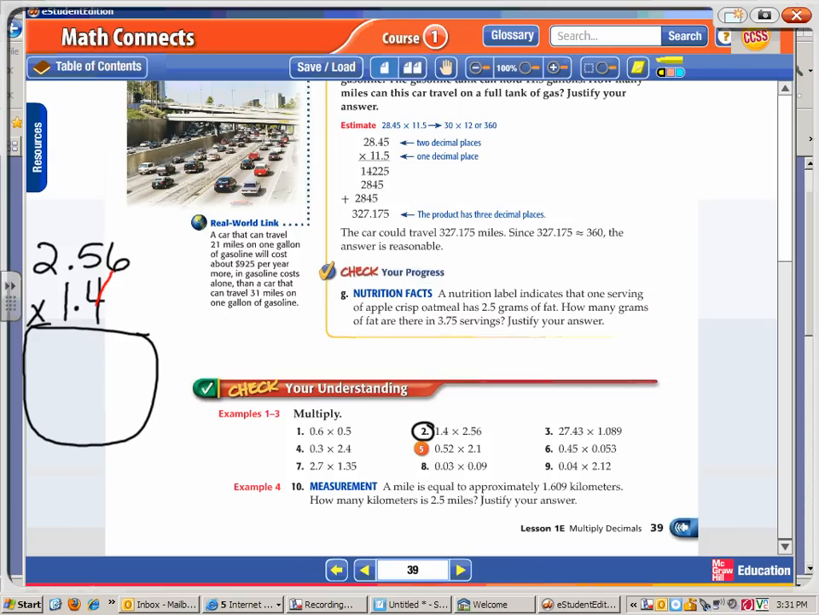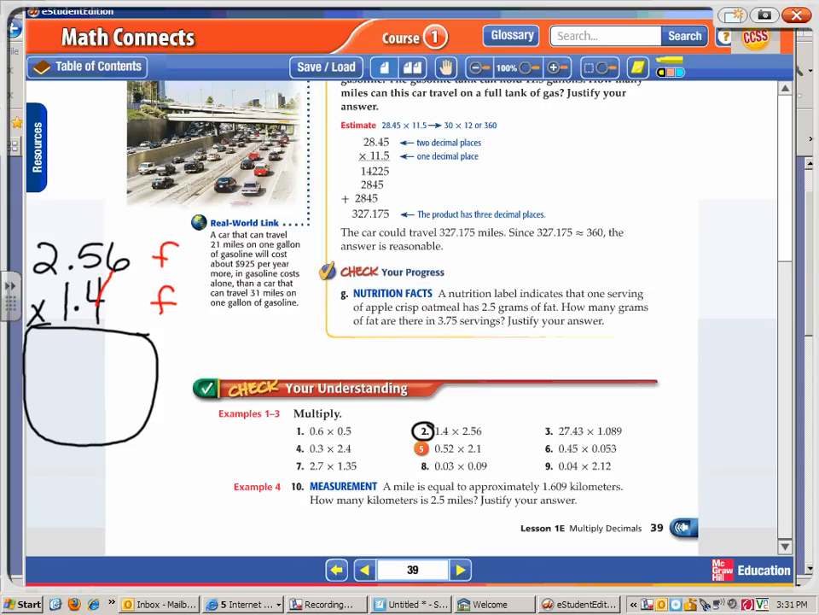And remember, when we multiply, you're not worried about that decimal in the factors. These are your factors. Up here, you're not worried about where that decimal is. When you do addition and subtraction, you're concerned about it. You have to line up place value in addition and subtraction. However, in multiplication, that is not a concern.